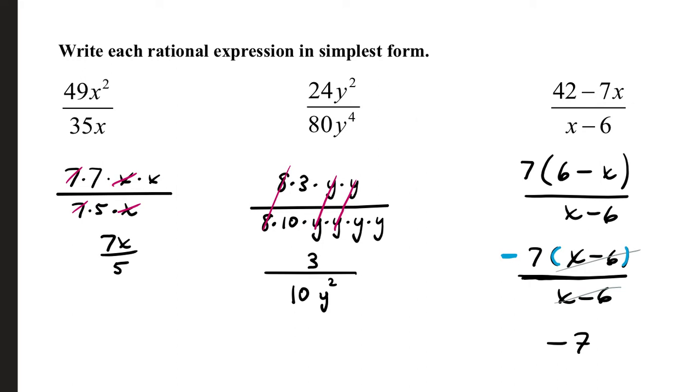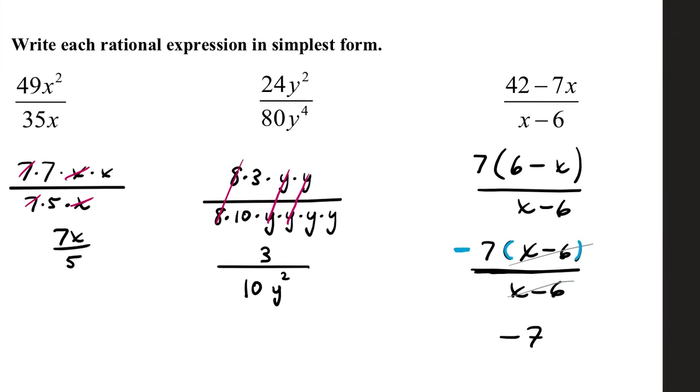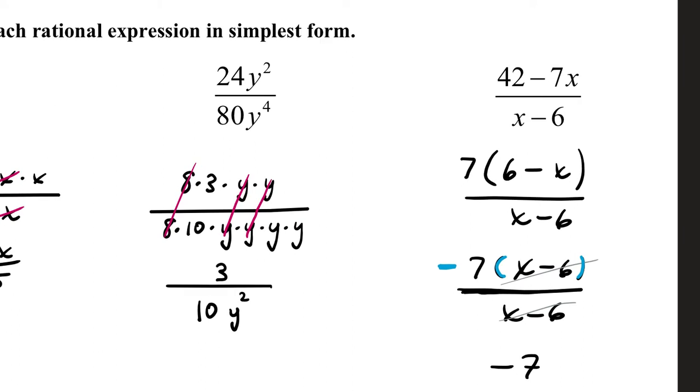The upper right example, 42 minus 7x, you can factor out a 7, and that will leave 6 minus x as the remaining terms. 42 divided by 7 is 6. Negative 7x divided by 7 is negative x.